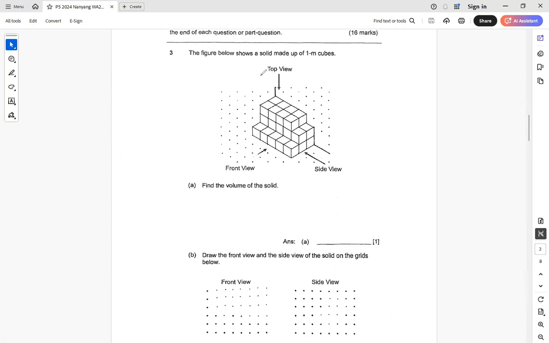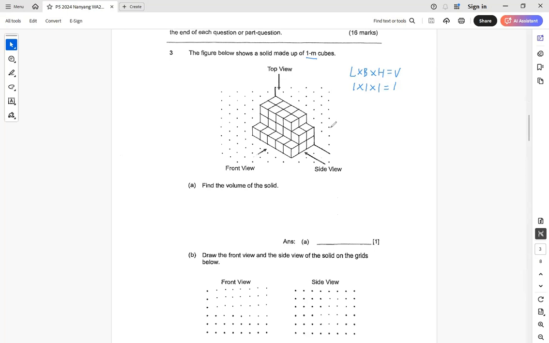Okay, question 3. The figure below shows a solid made up of 1 meter cubes. Okay, then this one is the figure here. Find the volume of the solid. Okay, so this one, actually we have to count how many cubes are there. But for this one there are 1 meter cubes. So to find volume, remember, volume is length times breadth times height. For a cube, the length, breadth, and height are all the same. In this case, they're all 1. So for 1 cube, it will just be 1 times 1 times 1. It will still be 1. So 1 cube is 1 cubic meter. Okay, so we count how many cubes are there, then it will just be how many cubic meters.